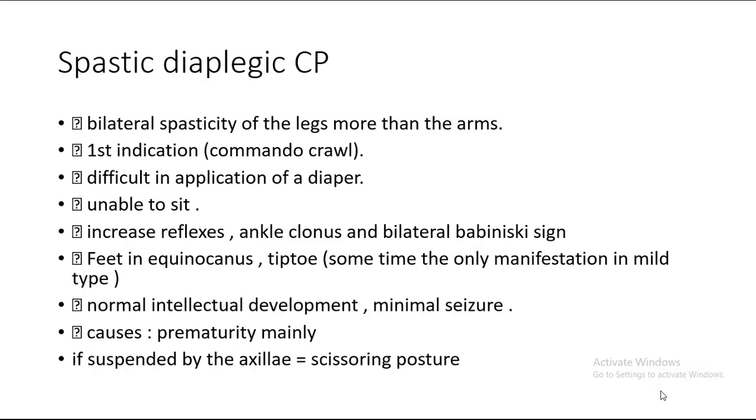Now, the most common type encountered in clinical practice is the spastic diplegic cerebral palsy. As we mentioned before, there is involvement of the lower limbs only, or the upper and lower limbs, but the lower limbs are affected more than the upper limbs. The first indication is commando crawl.